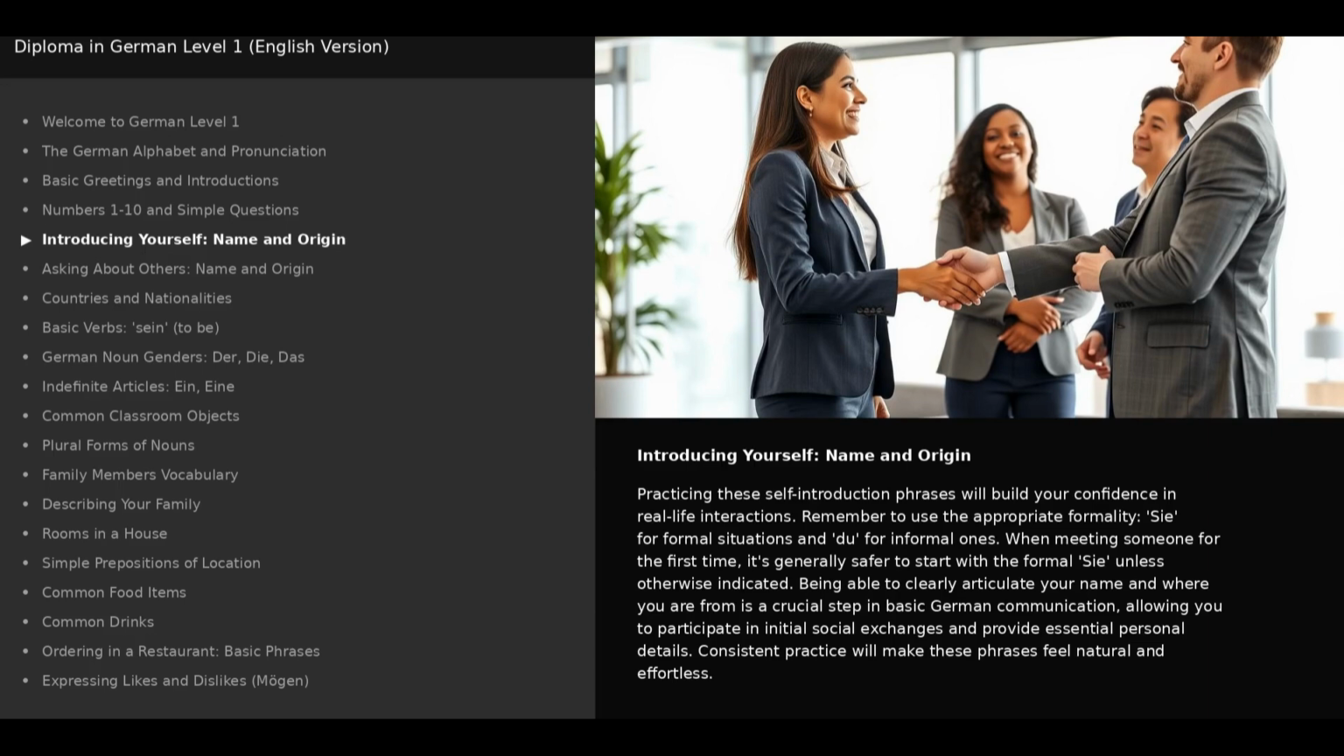Being able to clearly articulate your name and where you are from is a crucial step in basic German communication, allowing you to participate in initial social exchanges and provide essential personal details. Consistent practice will make these phrases feel natural and effortless.